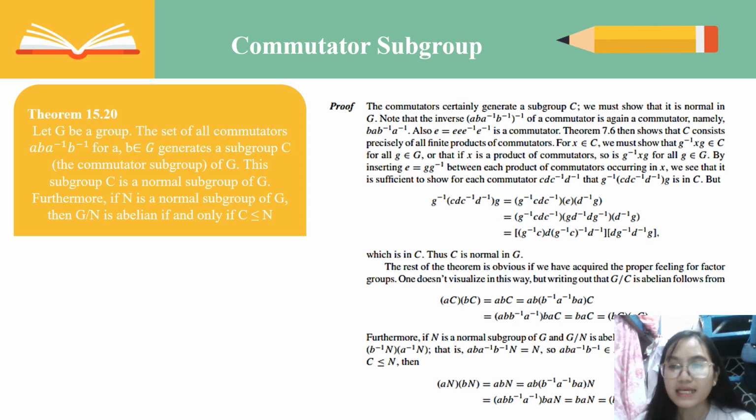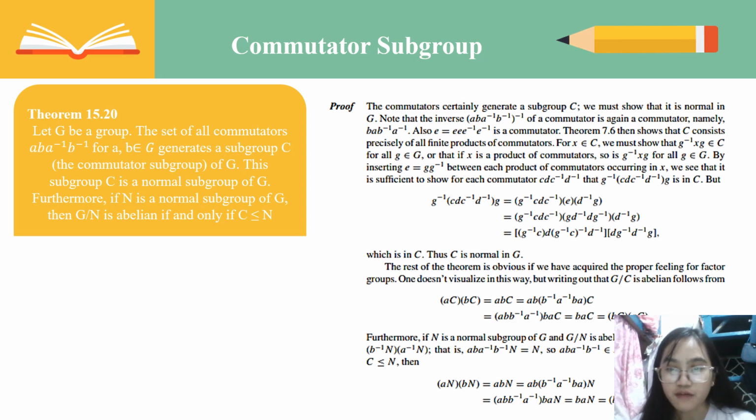We must show that it is normal in G. Note that the inverse of a commutator ABA⁻¹B⁻¹, which is B A B⁻¹A⁻¹, is again a commutator. Also, e equals e⁻¹, so e is a commutator. And Theorem 7.6 then shows that C consists precisely of all finite products of commutators.